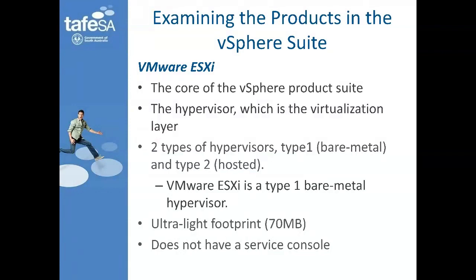That's what it is. There's two types of hypervisors, like we said, bare metal or hosted. We already talked about that, so we don't need to talk about it again. But ESXi is a type 1 bare metal hypervisor, and it's an ultra light footprint.